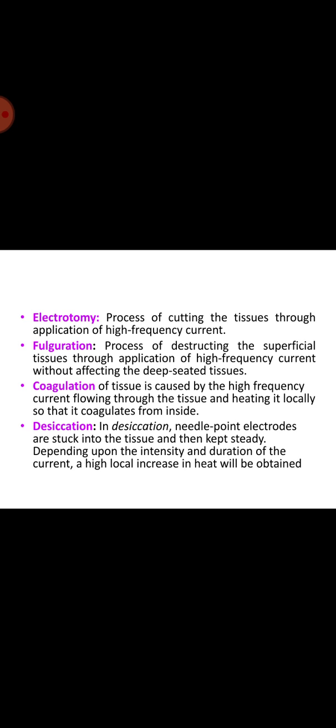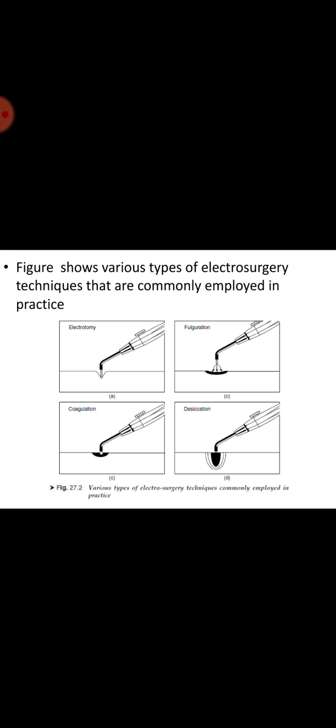Now let us define the four main terms in surgical diathermy. One is electrotomy. It is a process of cutting the tissues through application of high frequency current. The second one is fulguration. It is a process of destroying the superficial tissues through application of high frequency current without affecting the deep seated tissues. Coagulation of tissue is caused by the high frequency current flowing through the tissue and heating it locally so that it coagulates from inside. Desiccation: in desiccation, needle point electrodes are stuck into the tissue and then kept steady. Depending upon the intensity and duration of the current, a high local increase in heat will be obtained.